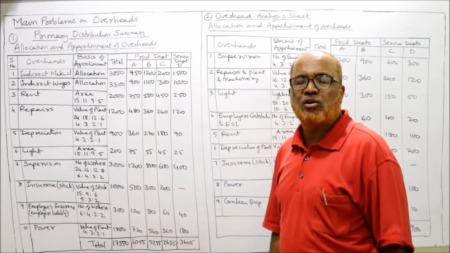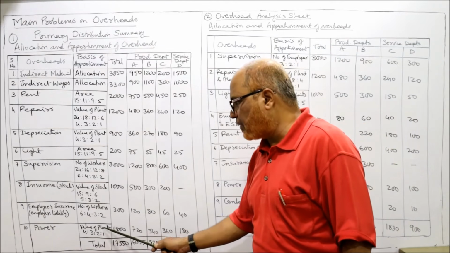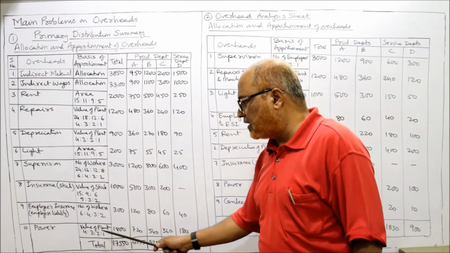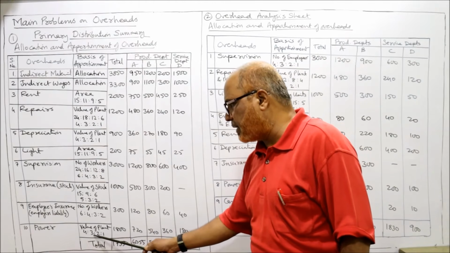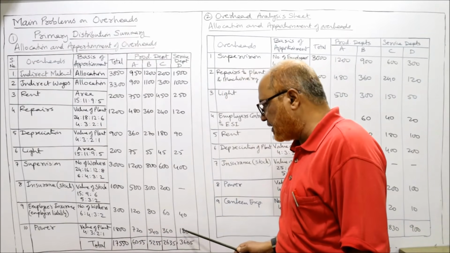Then last one is power. Power will be distributed on the value of plant. So value of plant 4321. So 1800 into 4 by 10, 3 by 10, 2 by 10, 1 by 10. We'll get these values.